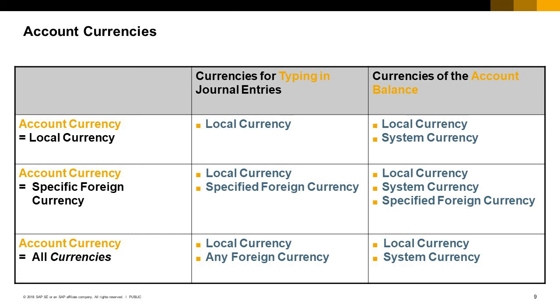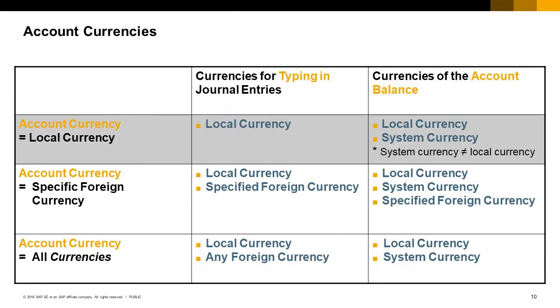The company bank account will be defined as all currencies since it needs to register journal entries and documents in more than one specific foreign currency, for example, bank transfers. The table in the slide details the options for typing in journal entries and viewing the account balance for each option of the account currency: local, foreign, and all currencies.